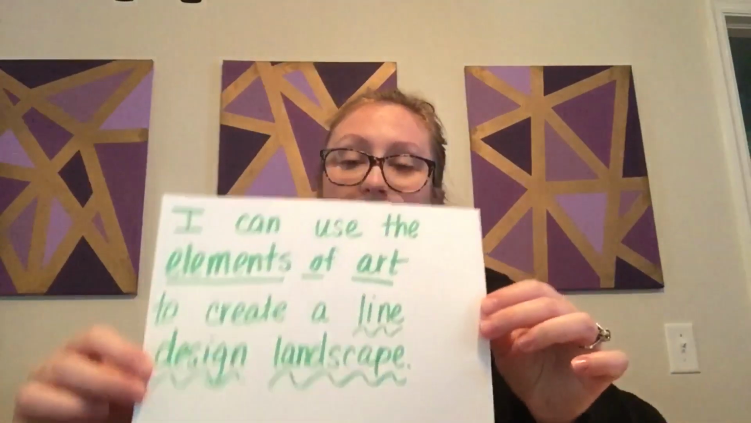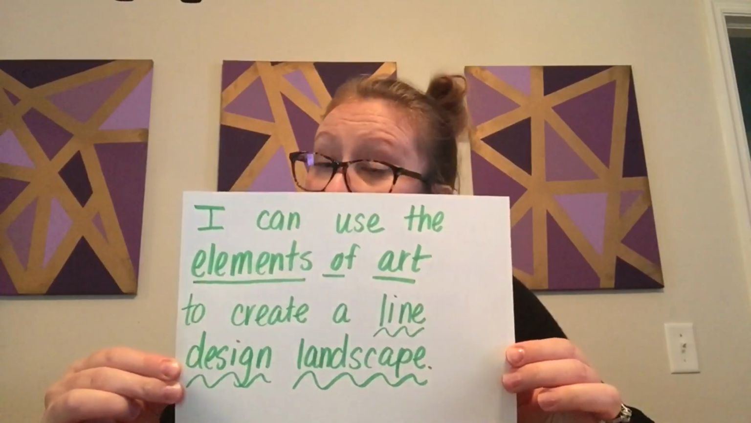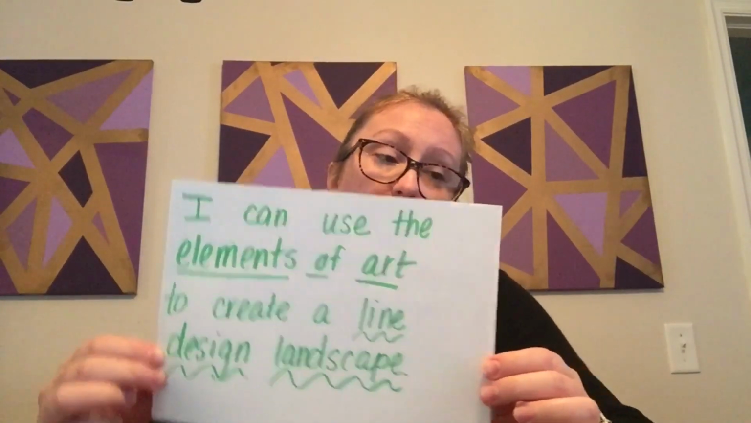And these are line designs. So you're going to be pretty familiar with some of them, but we're going to go ahead and do our project here. You'll see the list of standards in the description, but here's our objective. It says, I can use the elements of art to create a line design landscape. So we're going to use those elements of art. Things like space and color and shape and line and pattern. A lot of those vocabulary words that you guys are really familiar with when we're creating this.